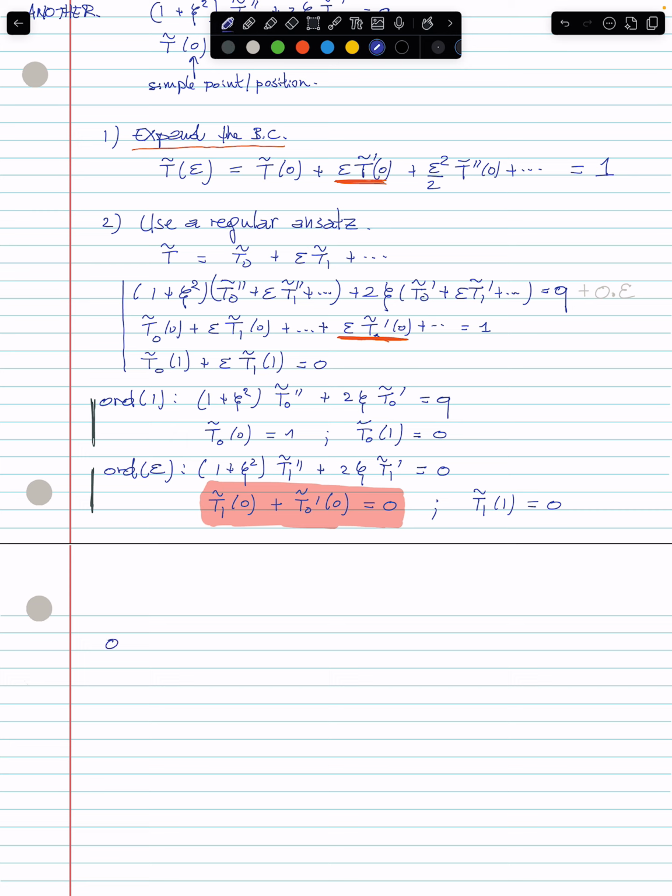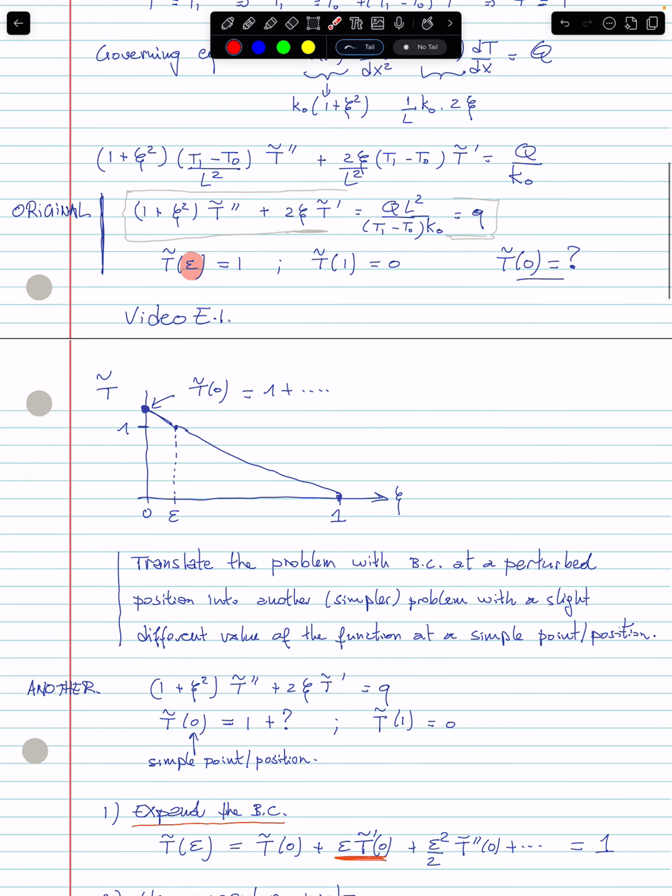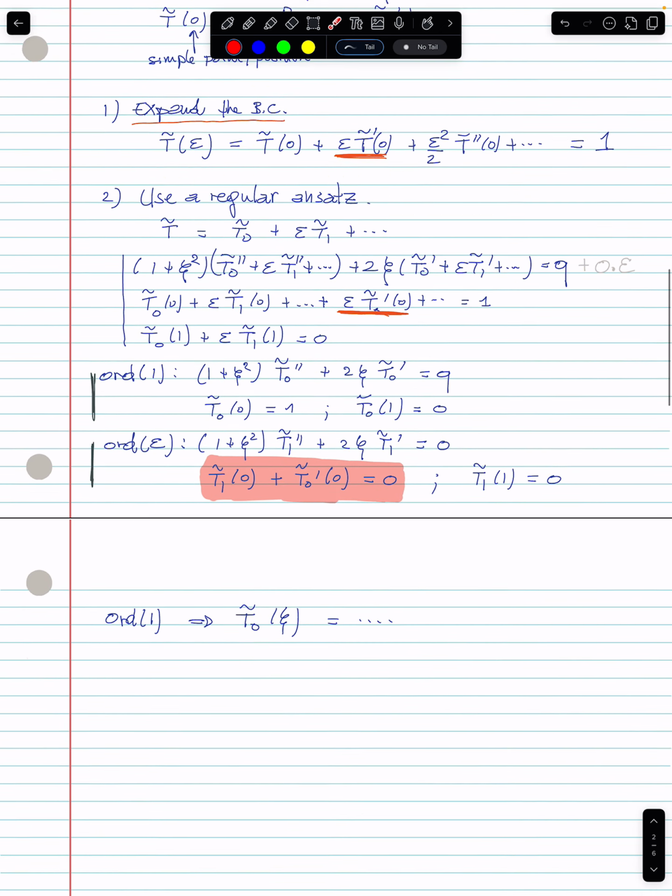At leading order, you can determine T0 tilde as a function of xi with the two boundary conditions. Although this is simpler than the original problem, probably a little bit, but not too much, because the format of the equation is the same as the format of the original problem. The only difference is that we impose the boundary conditions at simpler points, all right?